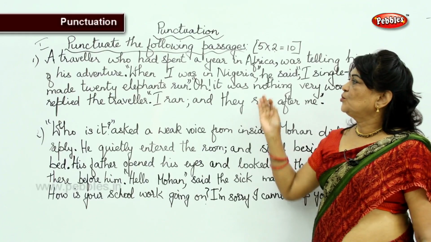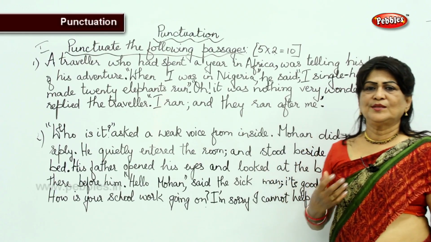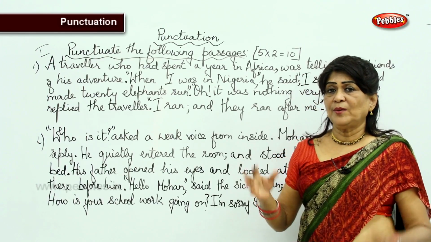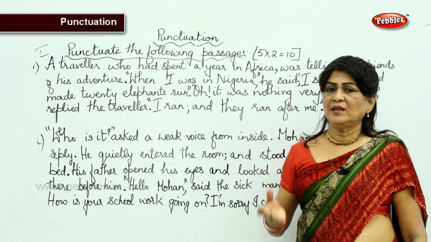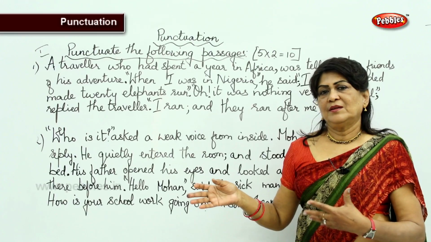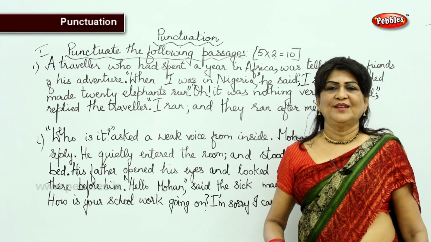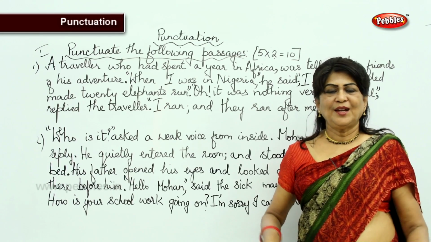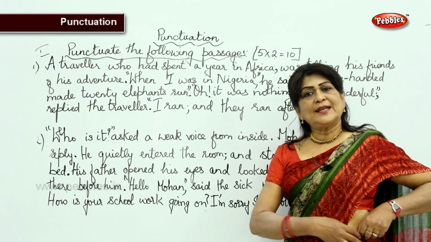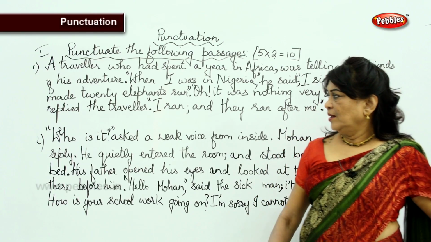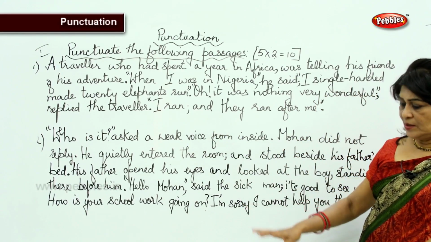Here we see it's a joke, how a traveler was telling his friend that he made 10 elephants run away, and the other said, oh, it's nothing great. I ran and so many elephants ran after me. Is that a great thing? Running before an animal means that those animals were chasing him. Okay, so you've understood now.